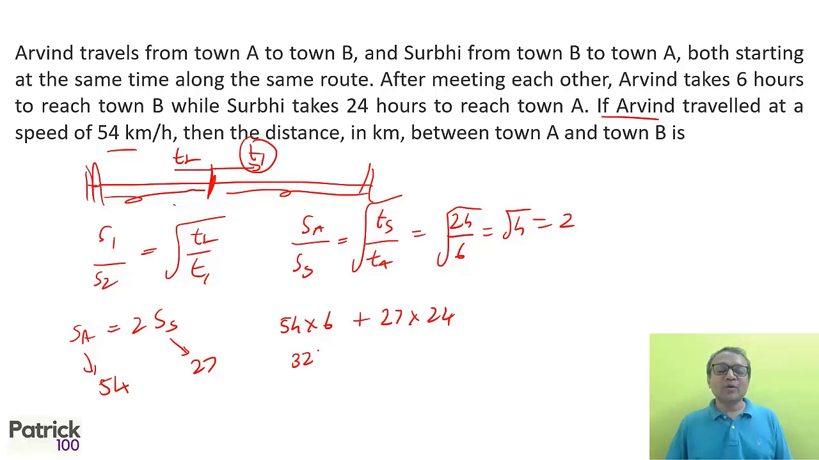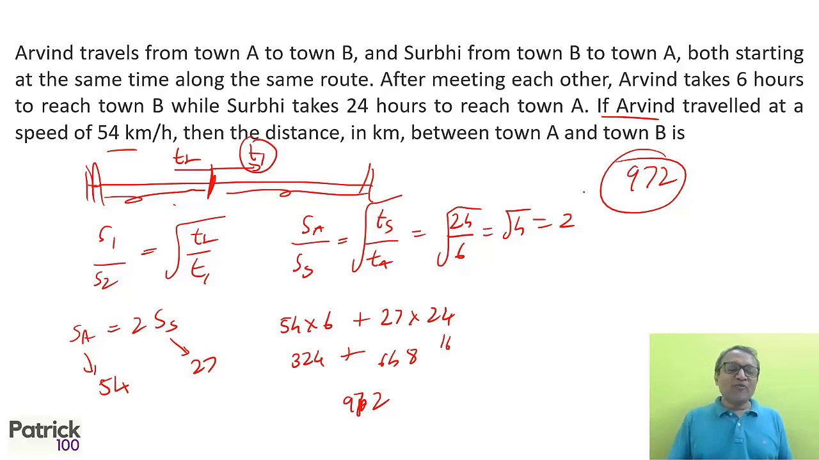So this becomes 324. This 24 into 27: 24 into 7 is 168, 24 into 2 is 48, 648. If you add it up, it becomes 972. So the answer will be 972 kilometers. That's the answer.